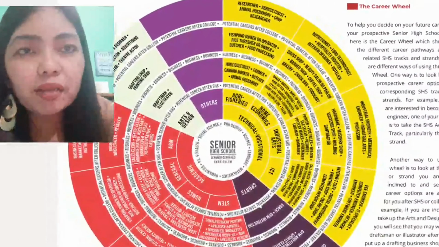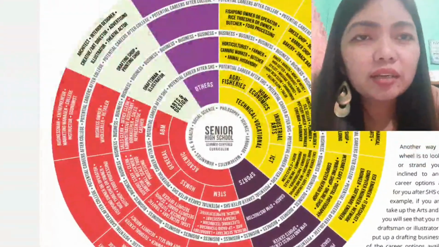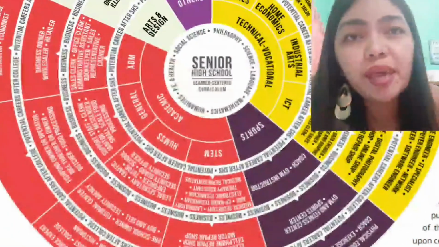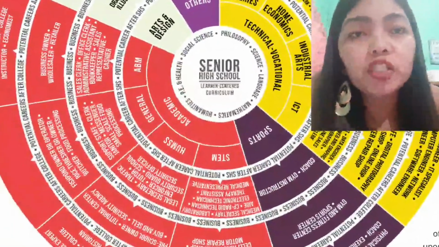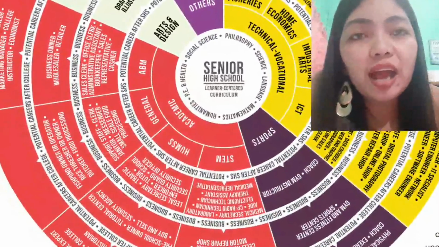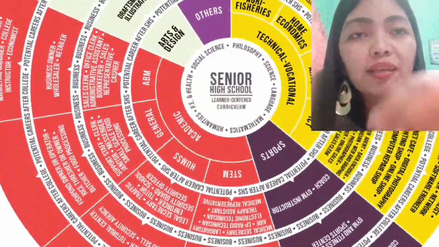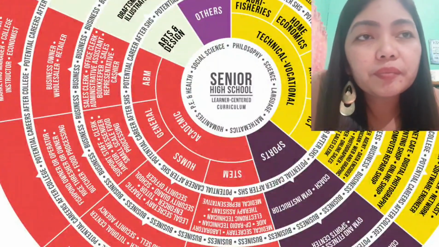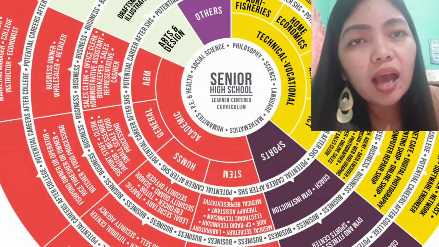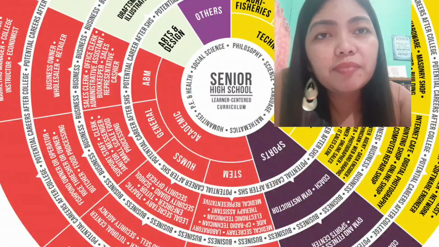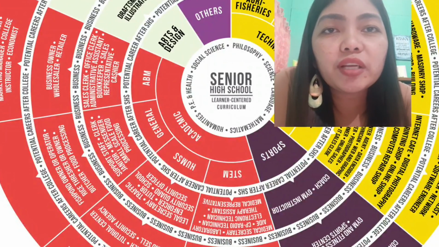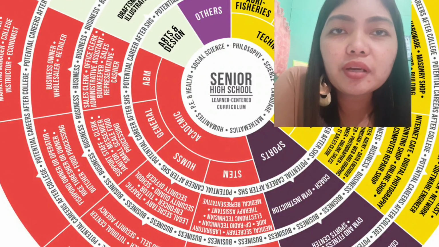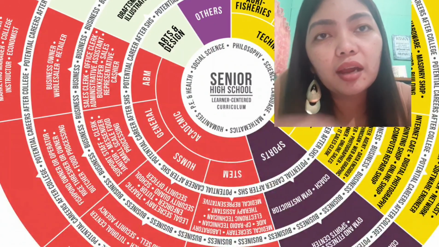So, for example, you are presently taking up ABM. Now, under ABM, what are the different potential careers after senior high school? So, if you finish ABM, you can become a sales clerk, office clerk, administrative assistant, bookkeeper, sales representative, or cashier. And in business, you can be a business owner, a wholesaler, and a retailer.